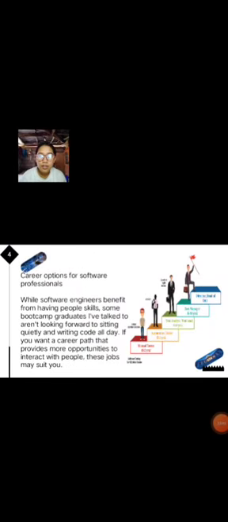Next is the career options for software professionals. While software engineers benefit from having people skills, some bootcamp graduates I've talked to aren't looking forward to sitting quietly and writing code all day. If you want a career path that provides more opportunities to interact with people, these jobs may suit you.